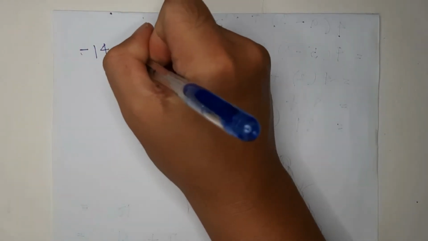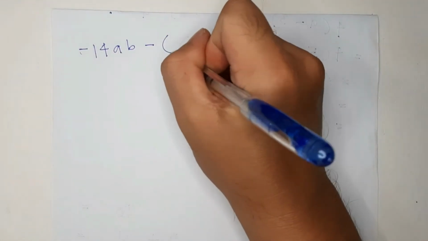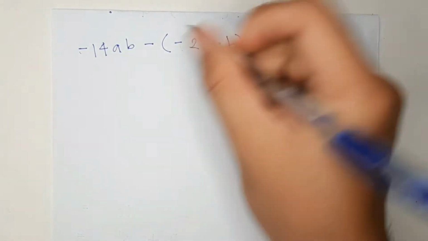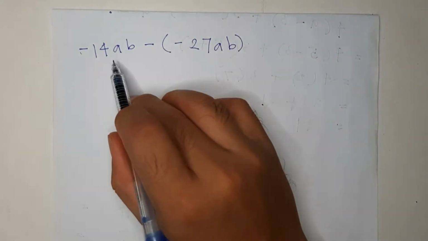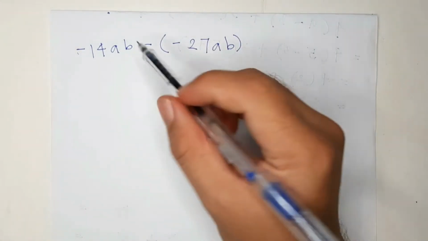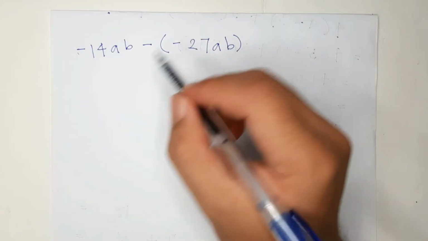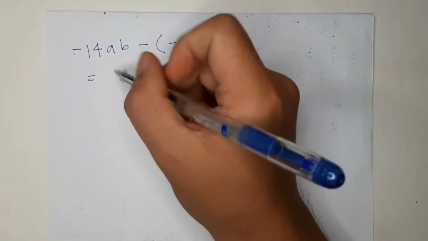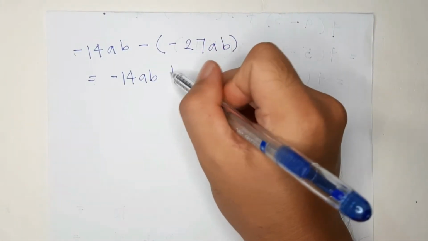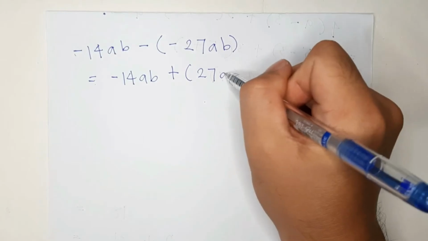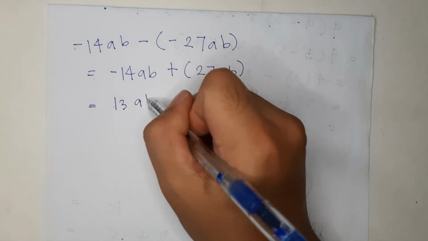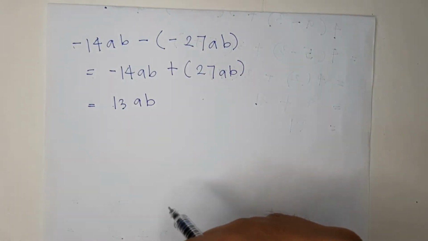Negative 14ab minus negative 27ab. So as you can see, the literal coefficients are the same. We have ab here and also we have ab here. So they have one exponent. So therefore, if we change it, we have negative 14ab plus 27ab. The answer is 13ab. Let's go on to our last example.